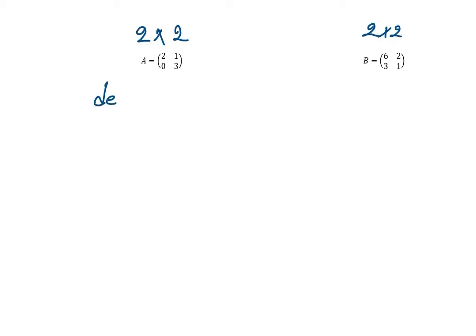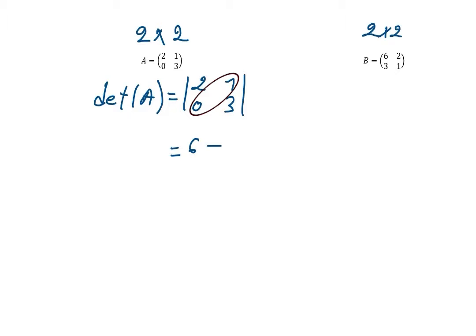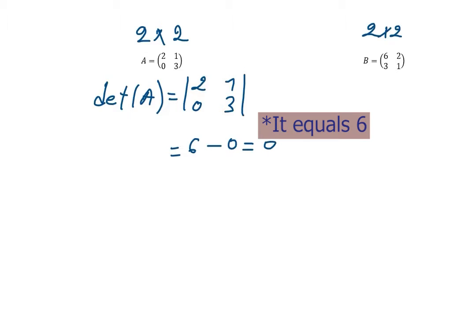The determinant of A is equal to the determinant of the matrix 2 1, 0 3, which equals the product of the main diagonal entries, 2 times 3, which is 6, minus the product of the other diagonal, 0 times 1, which is 0. So the determinant is equal to 6. And once we get the determinant, we can compute the inverse matrix.